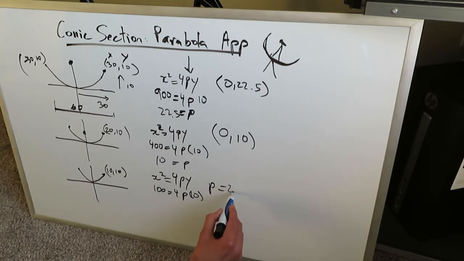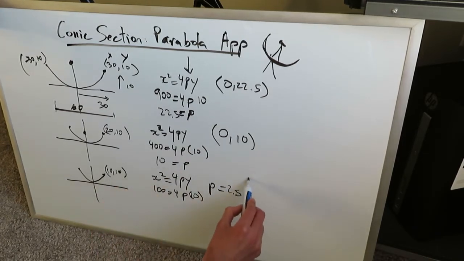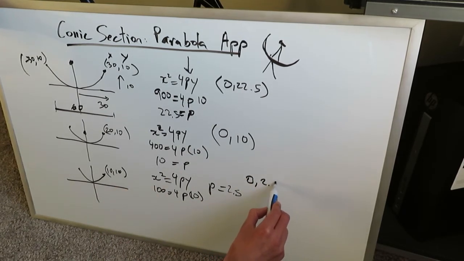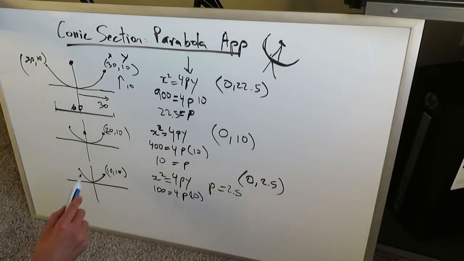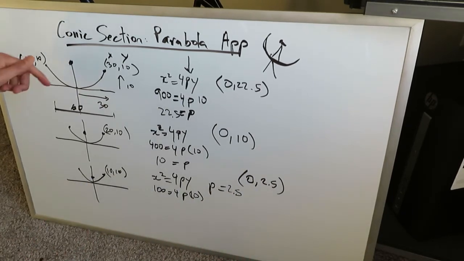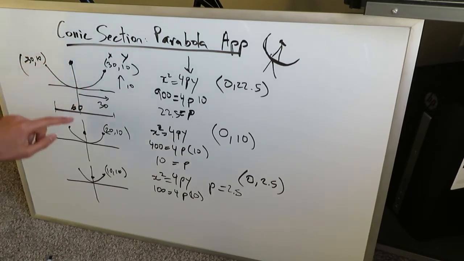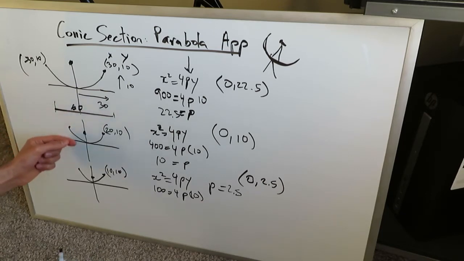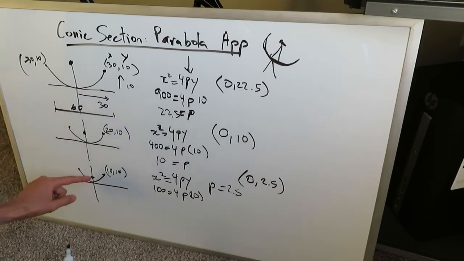With a p-value of 2.5, my new focal point will be 0, 2.5. And where will that focal point be? All the way down here. You see our focal point was quite up towards the top of the dish, and by compressing the dish, we're bringing the focal point, the receiver, further down.